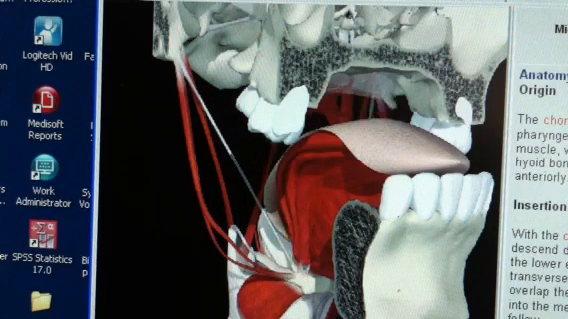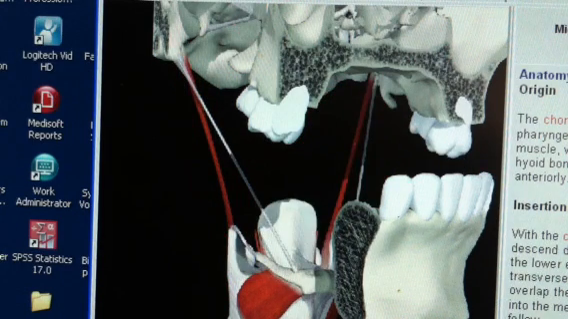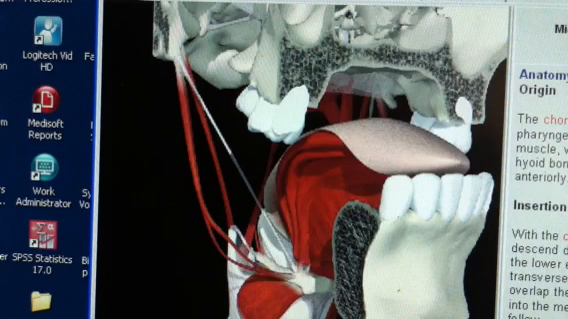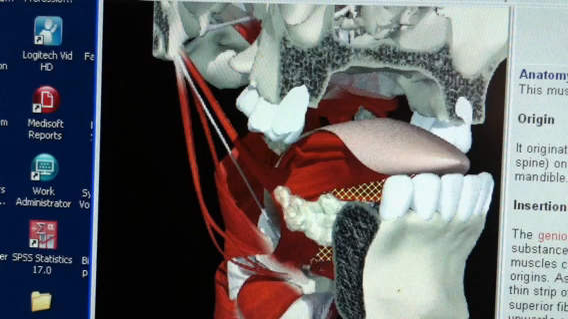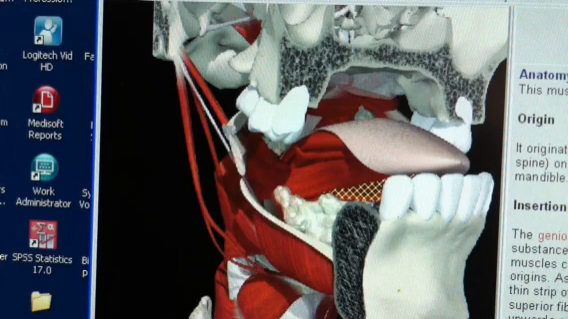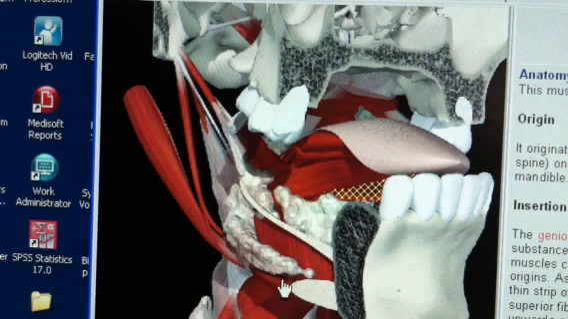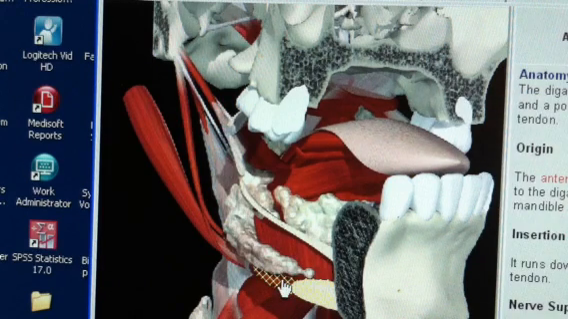All right, so again, mylohyoid muscle, all right, above the mylohyoid muscle, if I can find it, is the geniohyoid. All right, so it's geniohyoid, mylohyoid, and then anterior belly of the digastric. That's from superficial to deep.